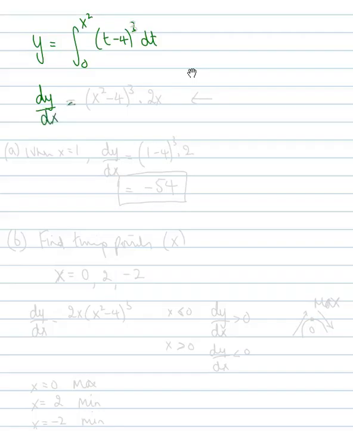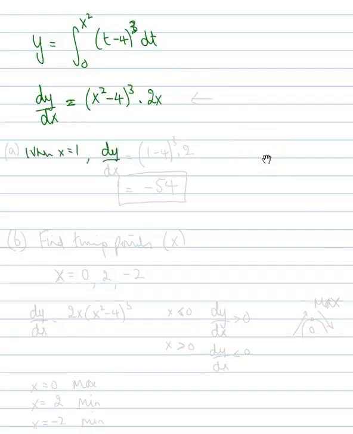So dy/dx, differentiating this function, remember the derivative of an integral is the function itself, with respect to x, so it's (x squared minus 4) cubed, times, using the chain rule, the derivative of x squared, which is 2x, and that's it.